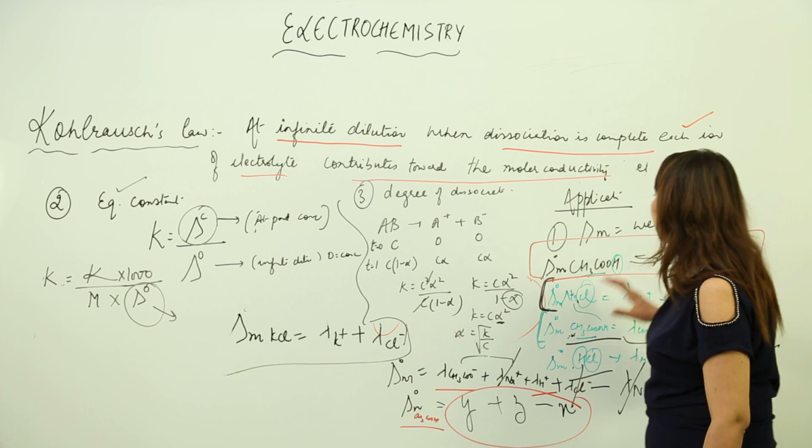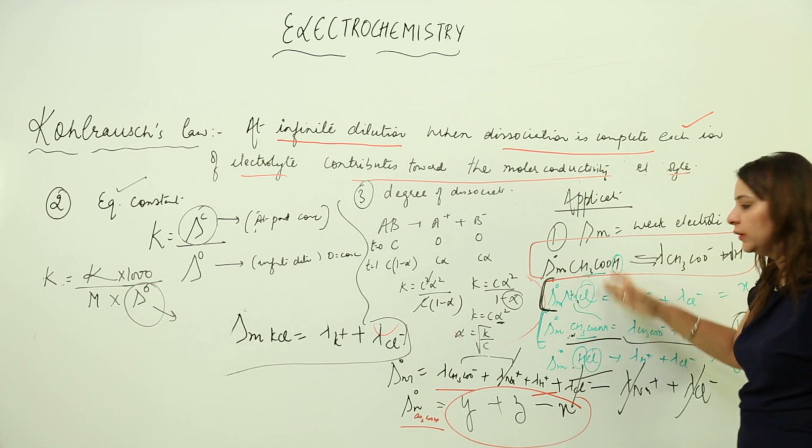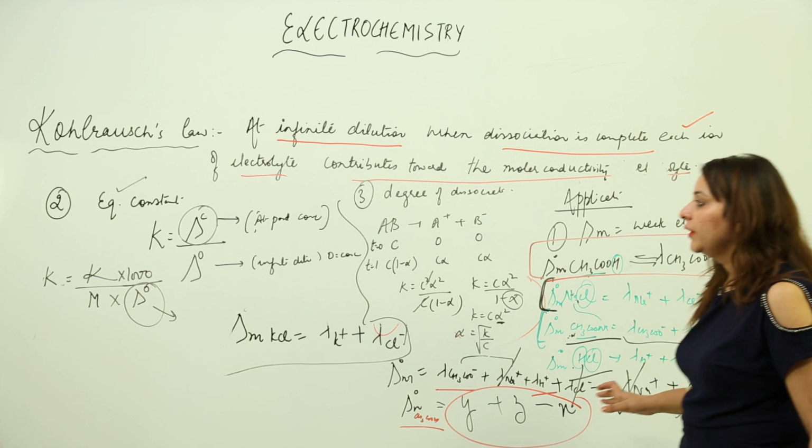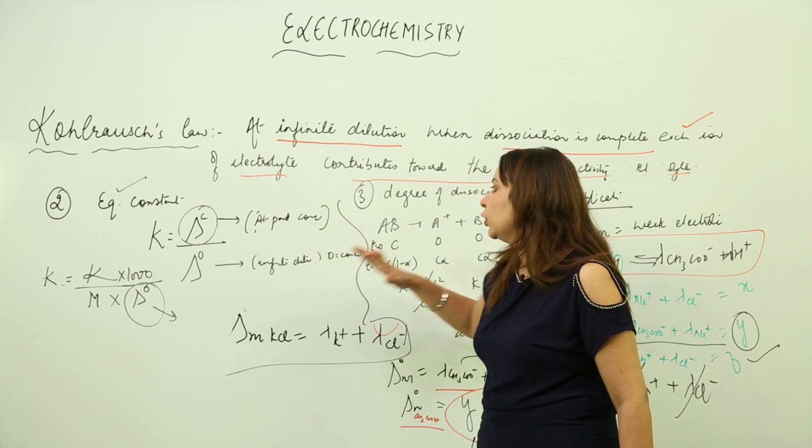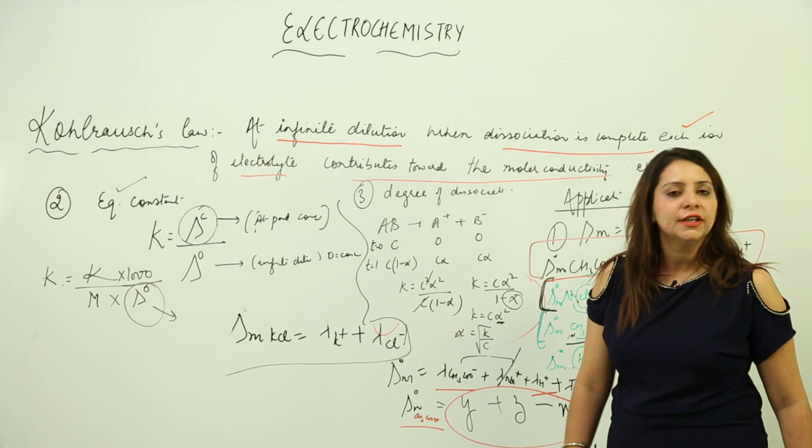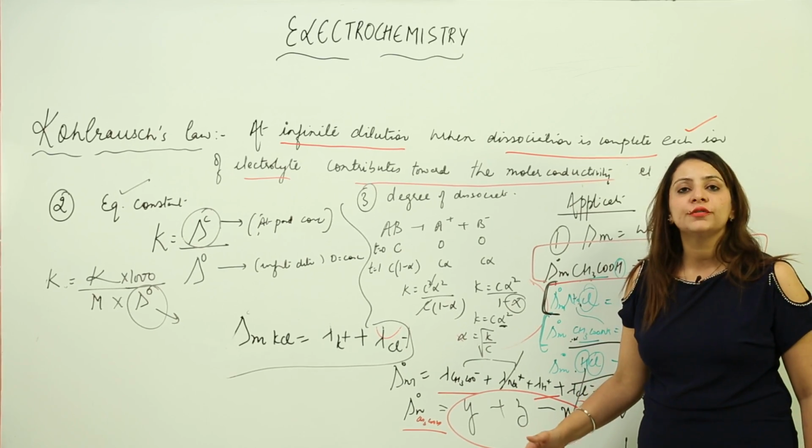So the applications we can find for the weak electrolyte, you know how we are going to do it. We can find the equilibrium constant and also we can find the degree of dissociation. So these are the applications of the Kohlrausch law.